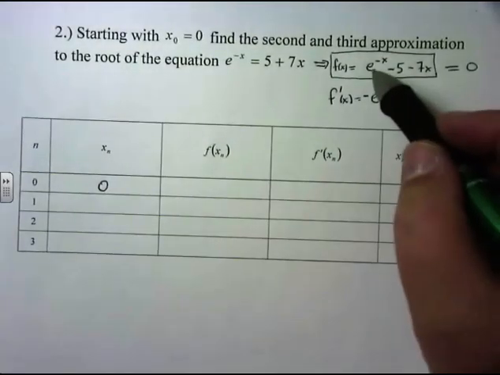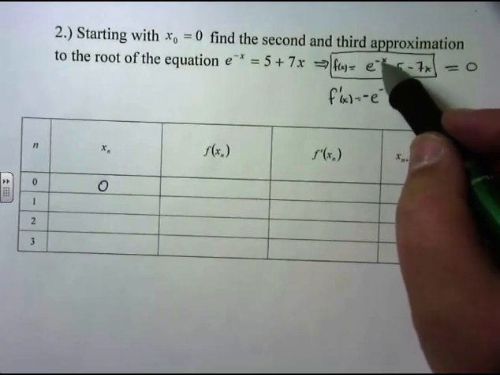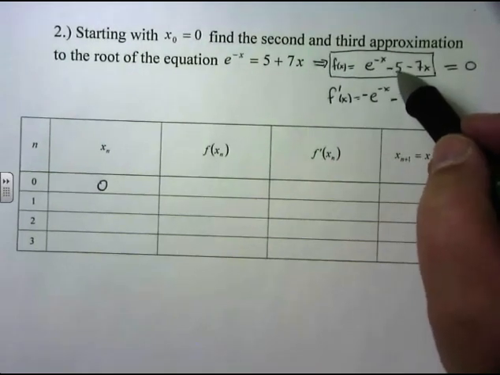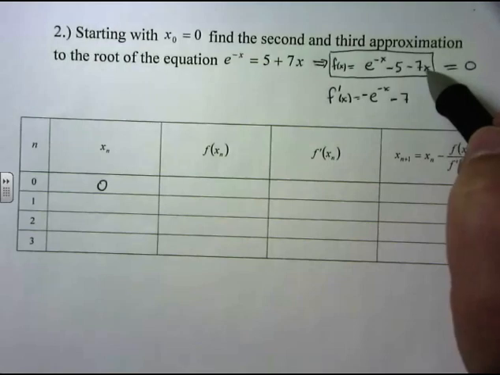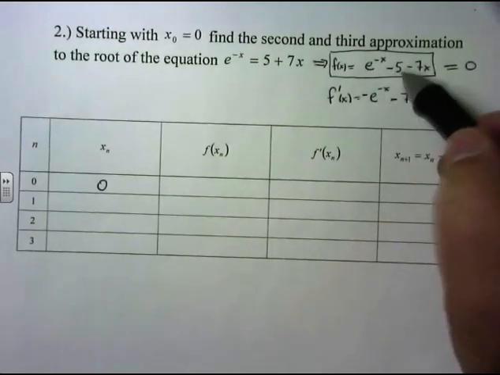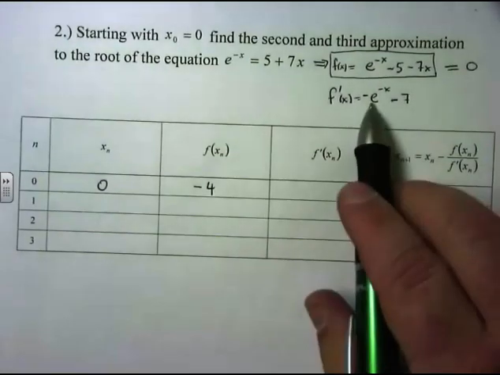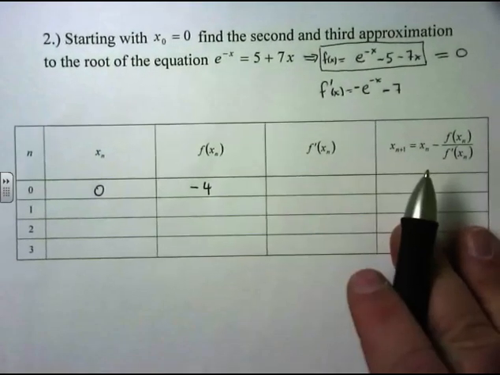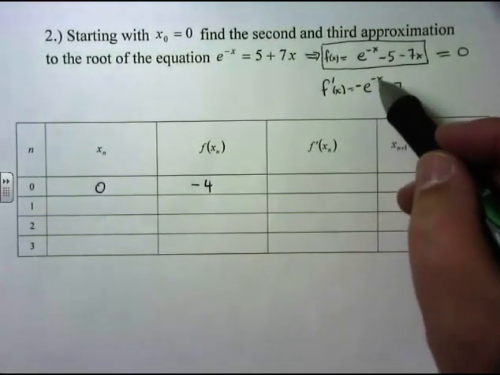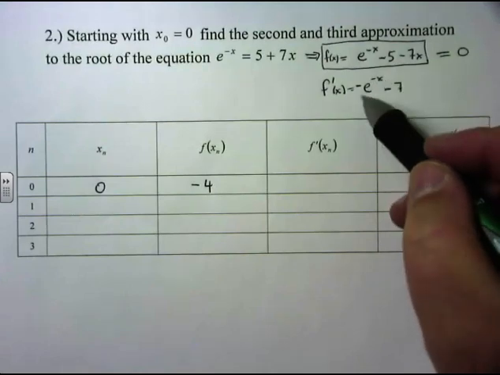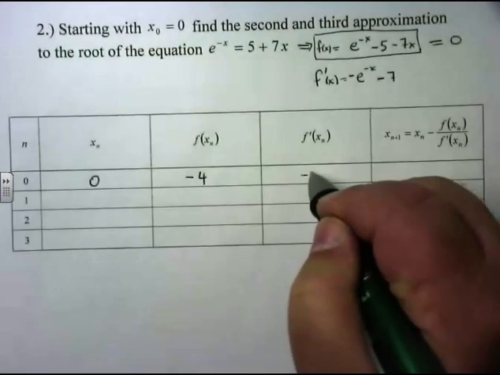That shouldn't be too bad here. Let's see here. e to the negative 0, well, e to the 0 is 1. Minus 5 is negative 4. 7 times 0 is 0. So 1 minus 5 is negative 4. Plugging it into the derivative, e to the negative 0, e to the 0 is 1. That'll be negative 1 minus 7 is negative 8.